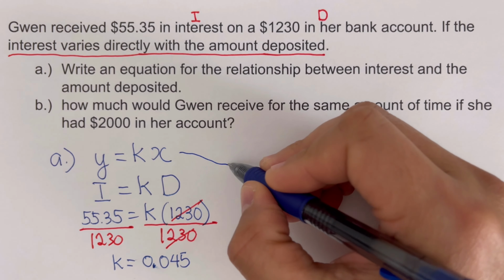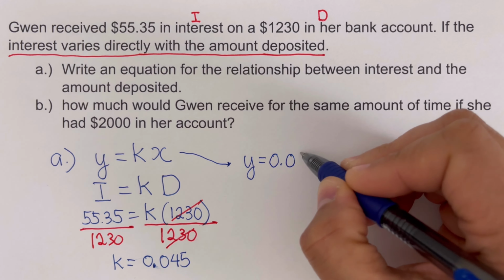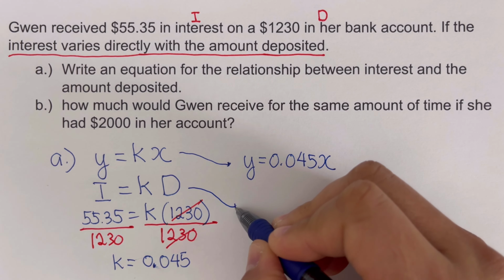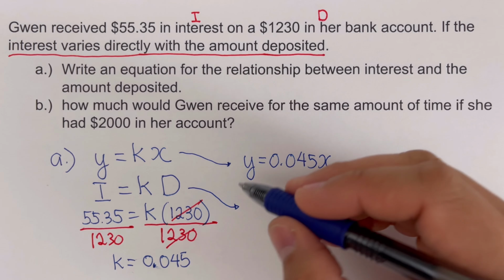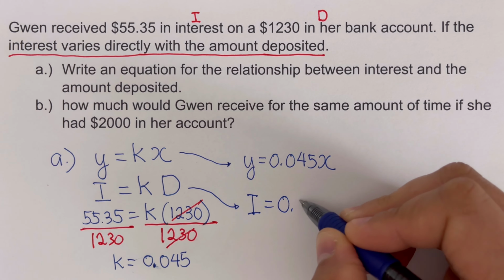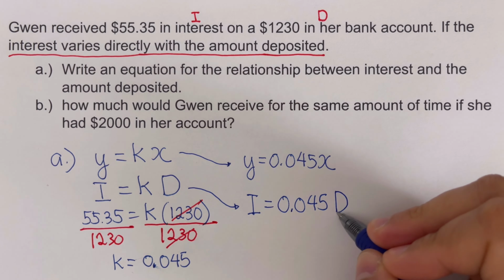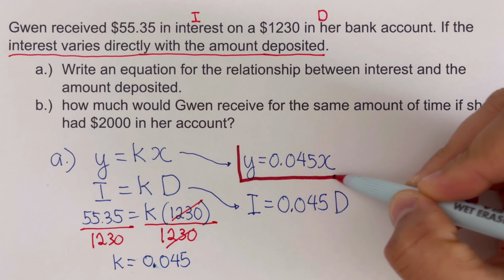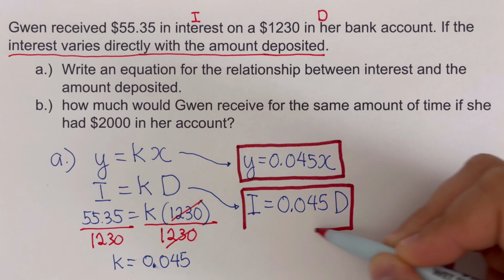So then we can plug this K back into the equation. If you use the X and Y, you can have Y equals 0.045x. Or if you want to use the other letters that we assigned, I for interest and D for deposit, that would be interest is equal to 0.045 times the deposit. So these two are the equations. Any of these would work. So this would be the equation to solve for letter A.